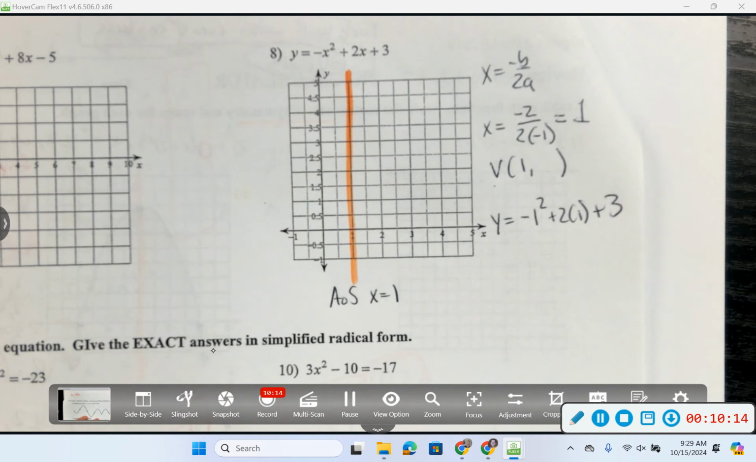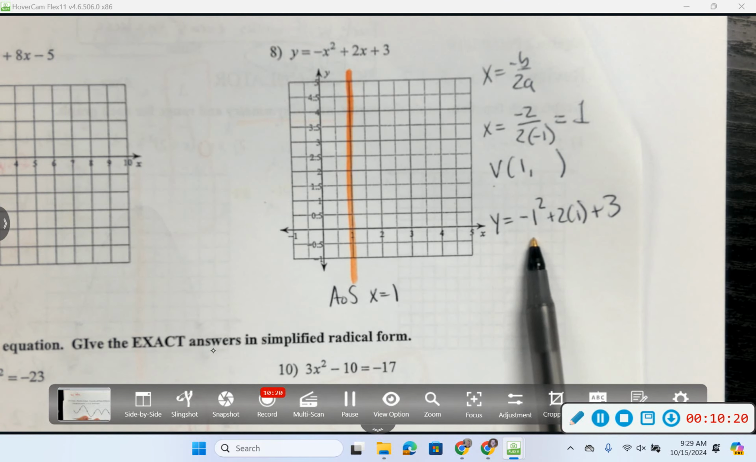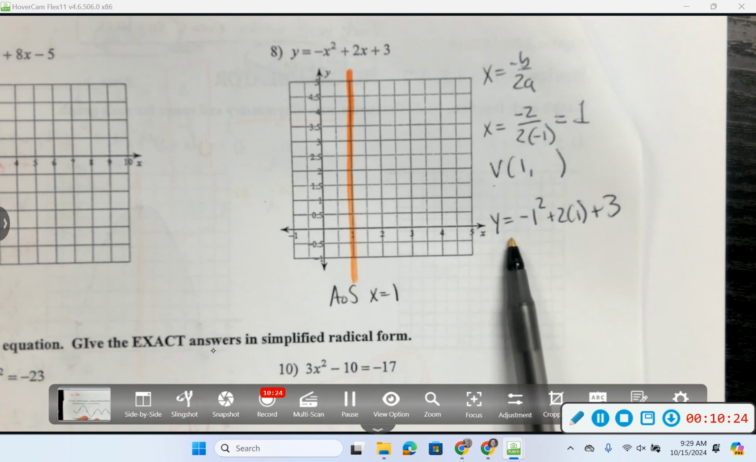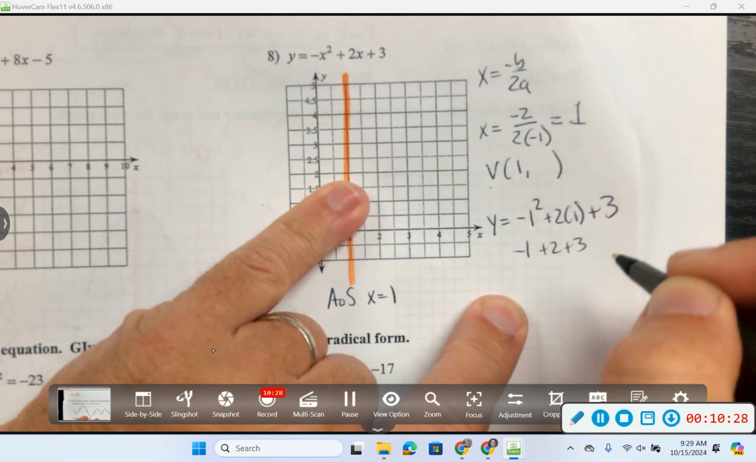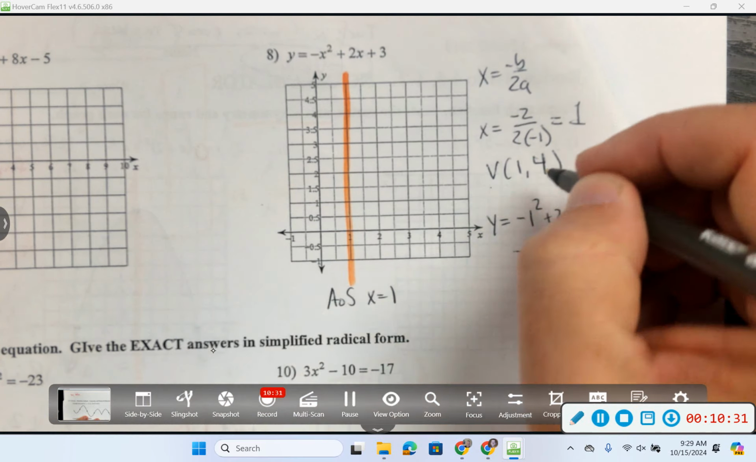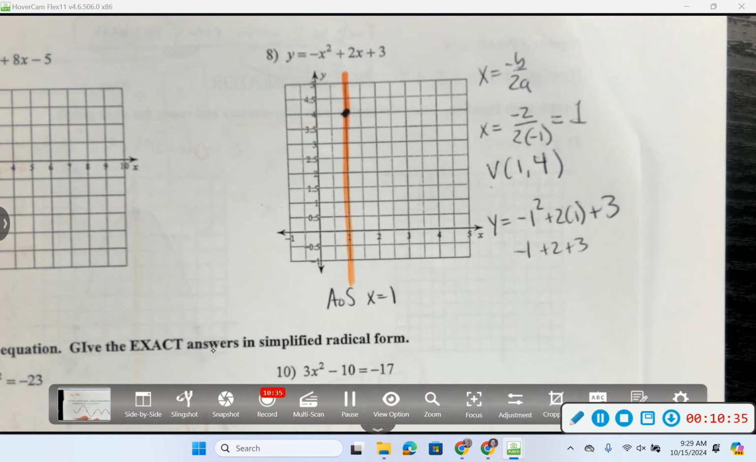Oh, another squaring problem. This one is maybe tricky the way I wrote it. I didn't write it wrong. Am I squaring 1 or am I squaring negative 1? 1. And then I'll put the negative on. So this is negative 1 plus 2 plus 3 would be 4. So 1, 4 is my vertex.